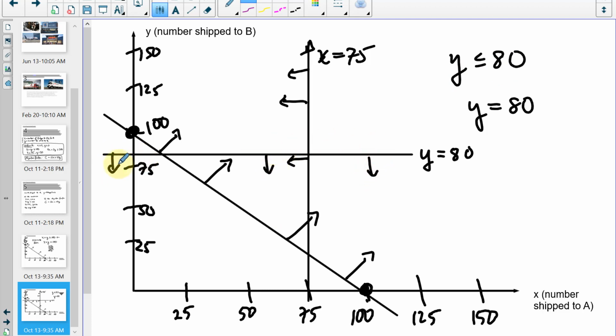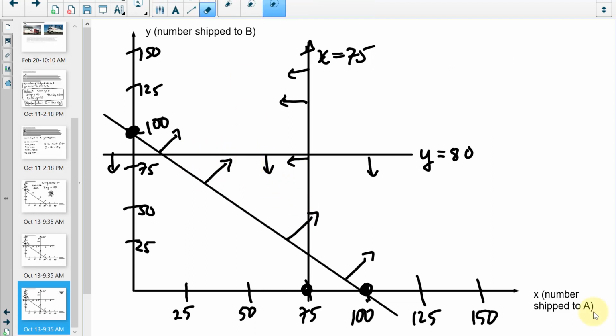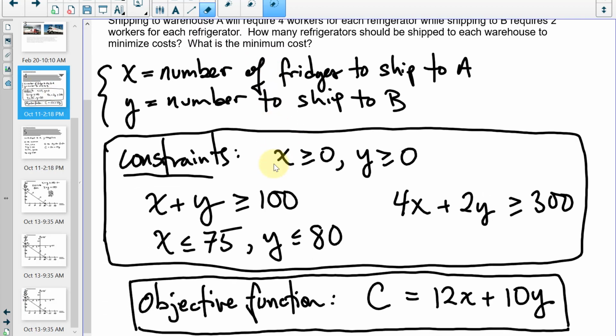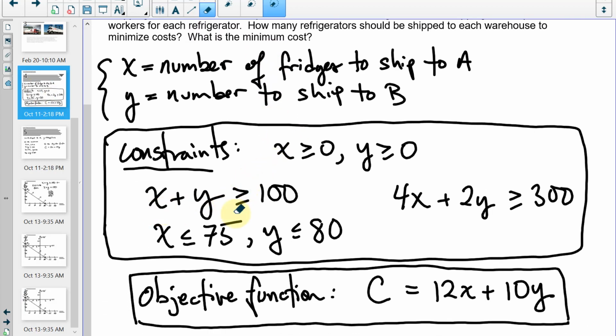I'm not going to shade yet, again, because I want to shade just the region where all of them are true. It's beginning to take shape. Right now it's this triangle, but we still have another constraint. Looking back at the question one more time and looking at all the constraints, this one is done. There is one more constraint here, 4x plus 2y greater than or equal to 300.